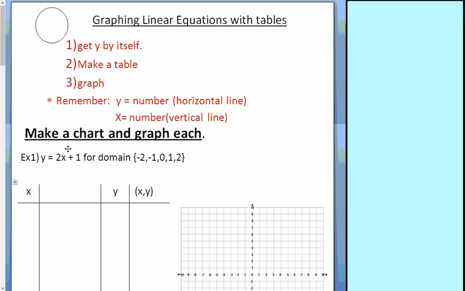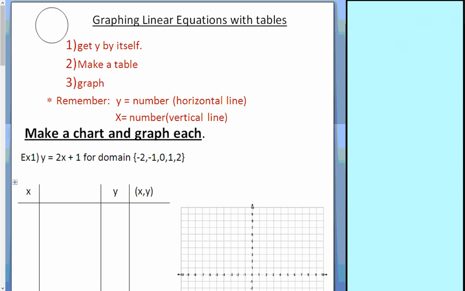When you start seeing things like this, you need to understand that these typically are going to make some sort of a line. It's no longer going to be an answer, it's going to be a line. Hopefully, by the end of this chapter, what you'll be able to do is look at this equation and be able to visualize the line that would go with it. So that's what this entire lesson's about.